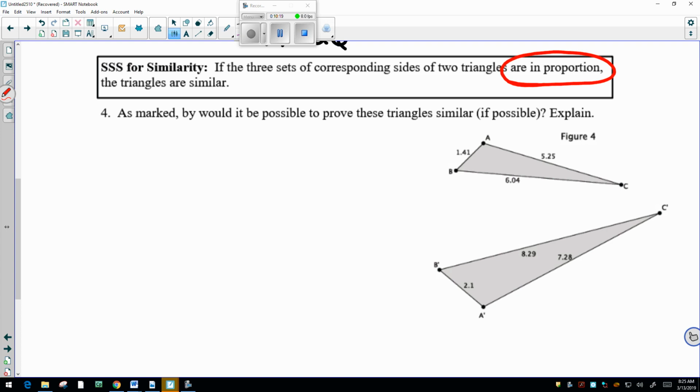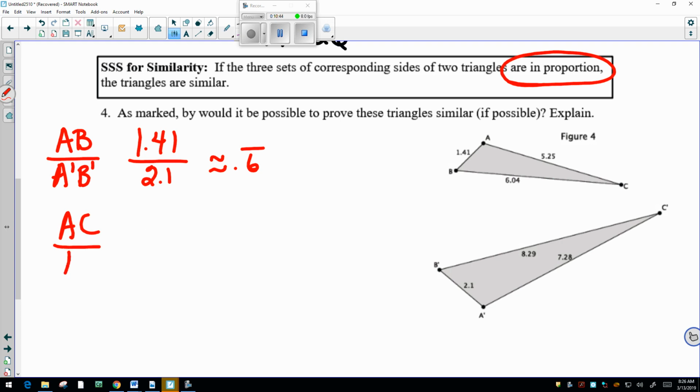So we're going to check and see if these two triangles have sides that are in proportion. And like we did up above, let's compare AB to A prime B prime. So AB I see is 1.41, A prime B prime I see is 2.1. And if I were to reduce that, type that in my calculator, get a decimal, I'm going to see it's approximately 0.6 repeating. Okay. If we try, let's do AC compared to A prime C prime. So AC is about 5.25. A prime C prime is about 7.28. And when we divide that out, we're going to get about 0.721.